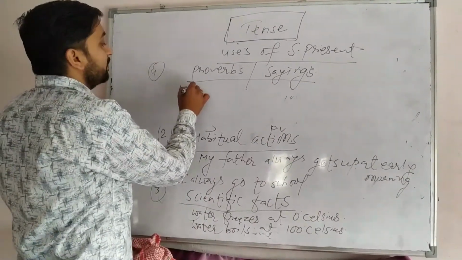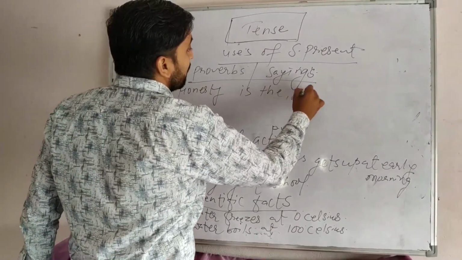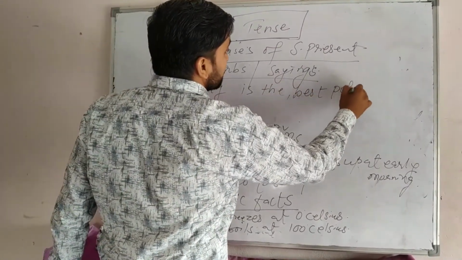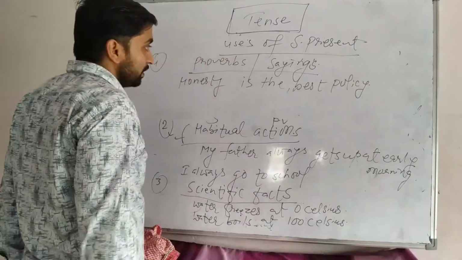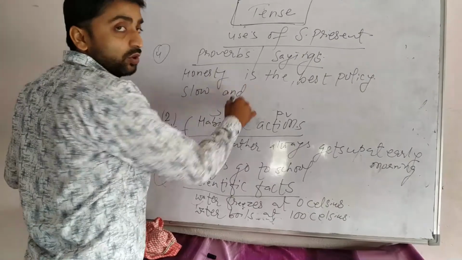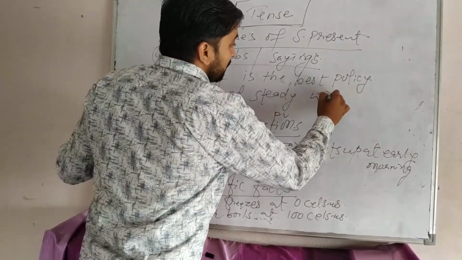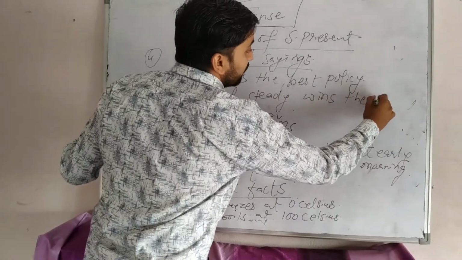Like honesty is the best policy. Similarly, like slow and steady wins the race.